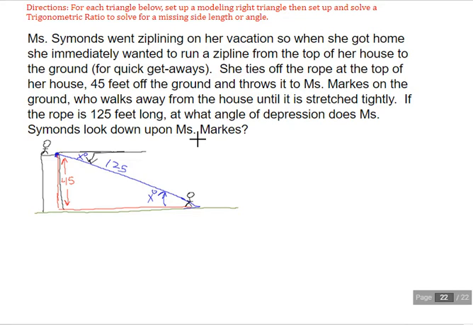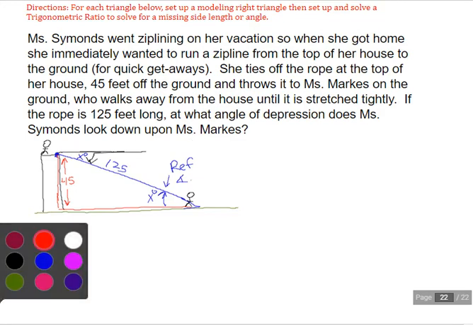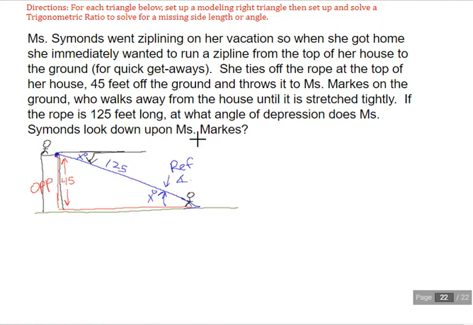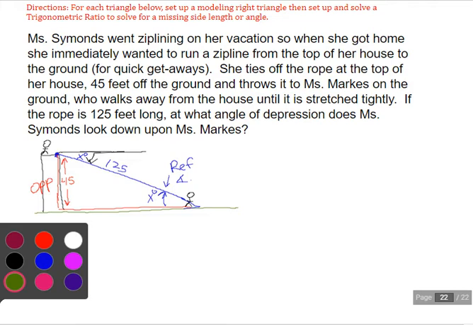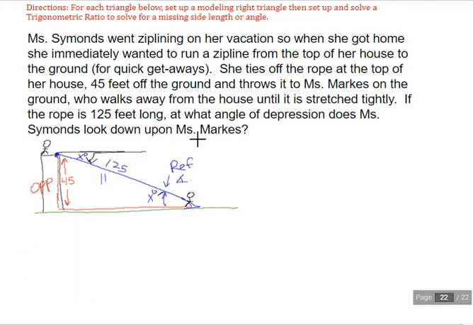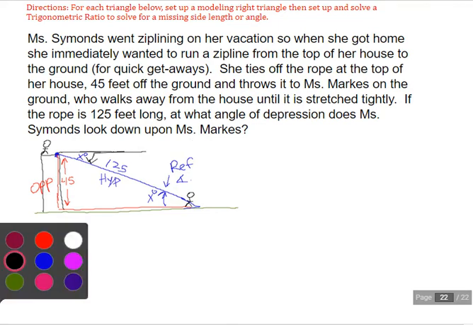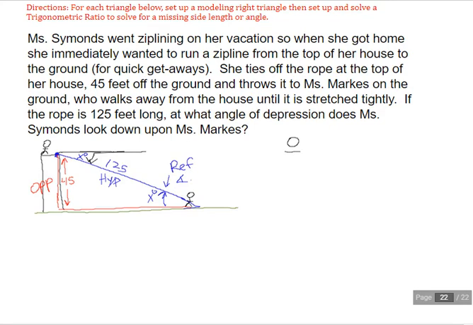And so if I use my x angle, the one at Ms. Marcus, as my reference angle, labeling the side lengths, I have 45 is going to be opposite, right up against the house. Okay, and then I have 125 as my hypotenuse, which is the rope, the string. That seems familiar too. So opposite over hypotenuse, that's going to be my ratio. Opposite over hypotenuse for a certain angle is the same as opposite over hypotenuse for the triangle I'm trying to solve. In this particular case, the angle is being called x degrees again.